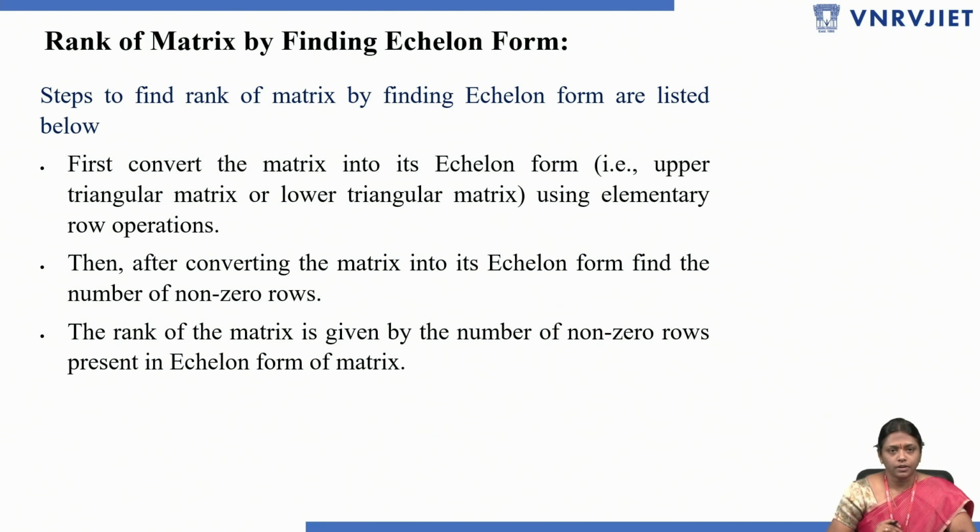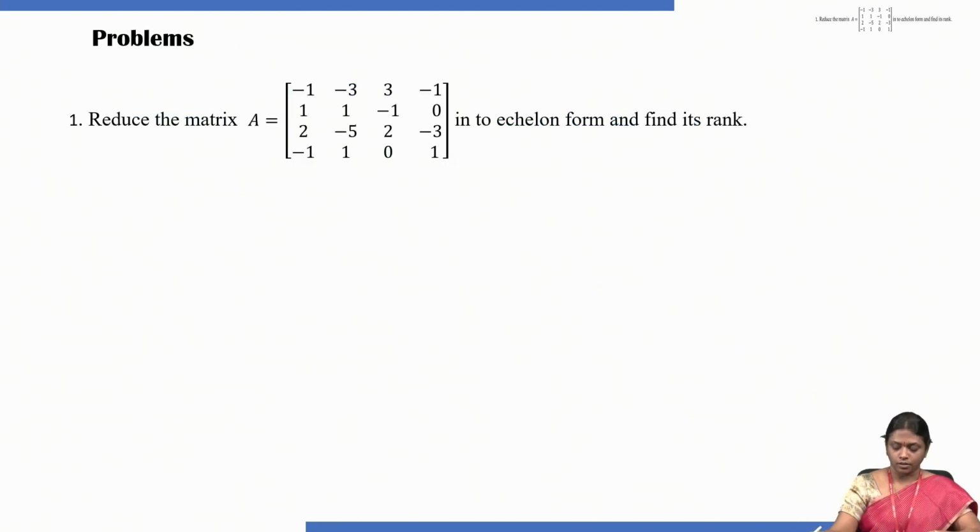So, how to find the rank of a matrix using echelon form? We implement only row operations, and the rank is equal to the number of non-zero rows. The total number of non-zero rows in echelon form represents the rank of the matrix. Before that, we'll solve one problem. I have a 4 by 4 matrix, and the question is to reduce the matrix into echelon form and find its rank.